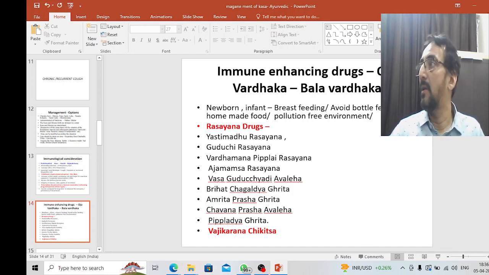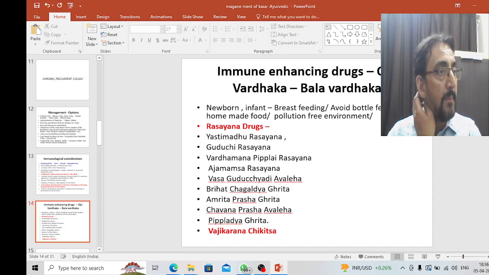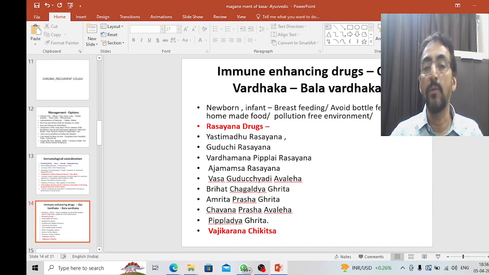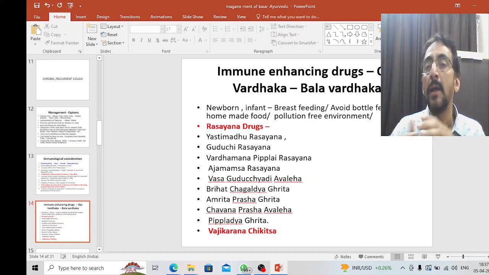Rasayana is Sarva Dhatu Vardhanam. You can go for Yashti Madhu Rasayana and Guduchi Rasayana. One of the best is Vardhamana Pippali Rasayana. Ajamamsa Rasayana is also quite beneficial. Then Vasa Guduchyadi Avaleha, Brihat Chagaladya Ghrita, Amrita Prashaghrita, Chyavana Prasha Avaleha, and Pippalyadi Ghrita. These are some of the commonly used drugs I have mentioned. There are many other immunomodulatory drugs used as Rasayana in Ayurveda. This should be another important prescription when you are treating a recurrent Kasa.